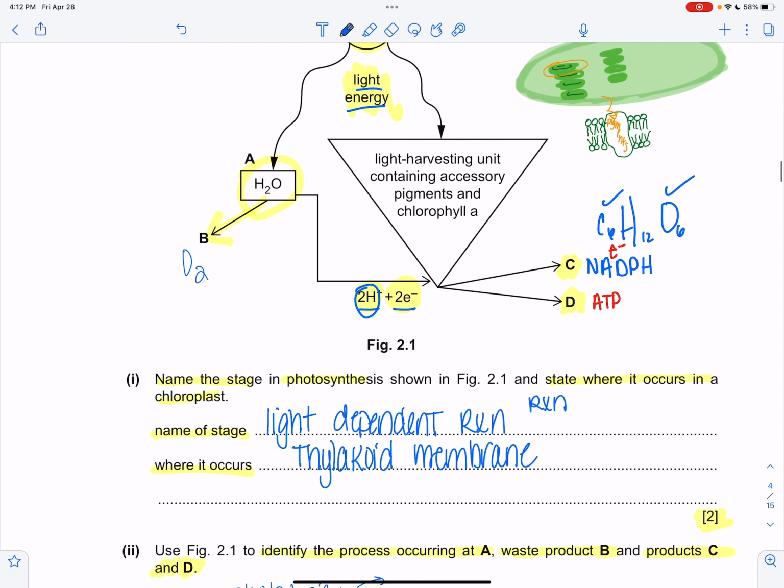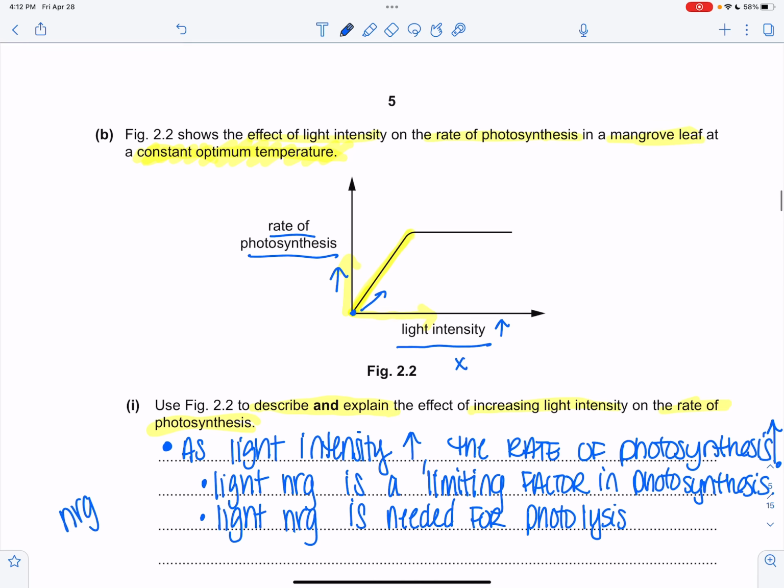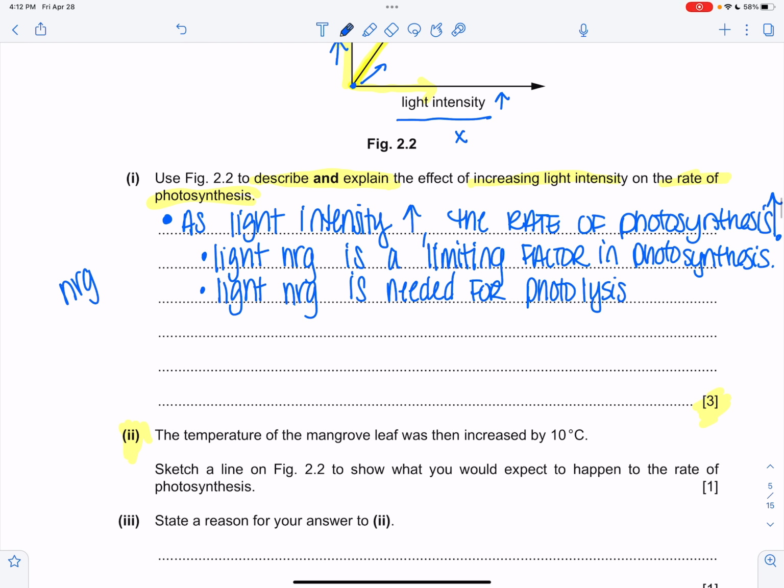I was just reminding myself, that electron that comes out, it doesn't come out from water. It comes out from chlorophyll. Just saying. And so far we've said this is the describe, this is like the what. And then explain is why. These are the explains.